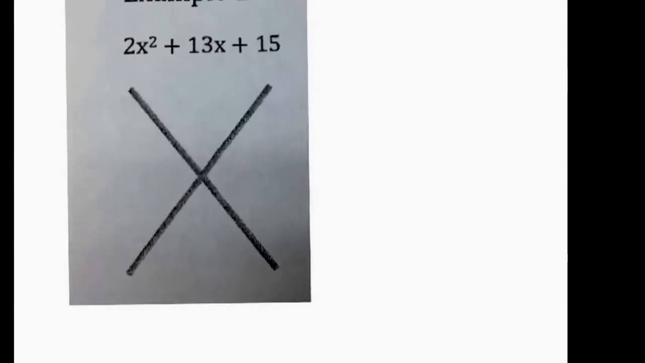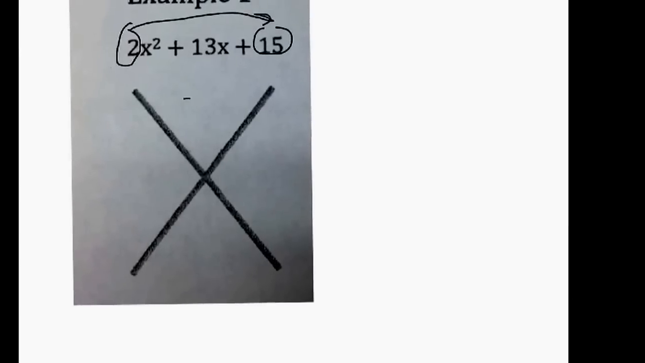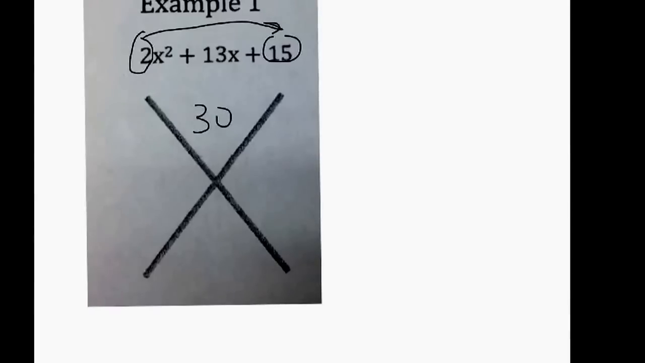Alright, so the first thing we do is we take this number and we multiply it by this one. 2 times 15 is 30, and that's the top. Okay? That is A times C. And then B just goes down here at the bottom. That's 13. Now we have to find things that multiply to be 30, but add to be 13.